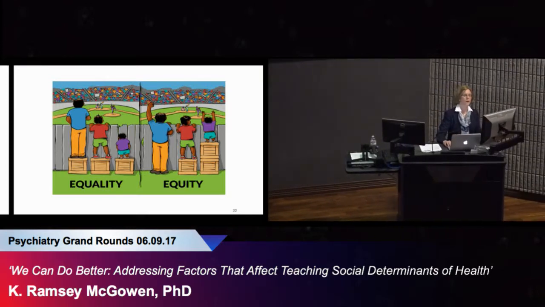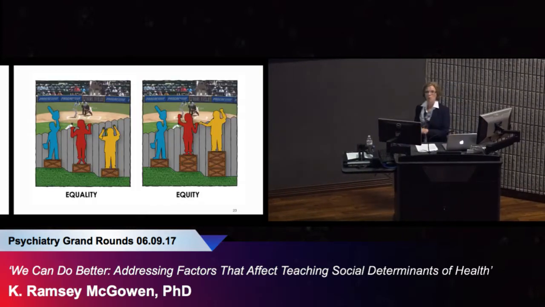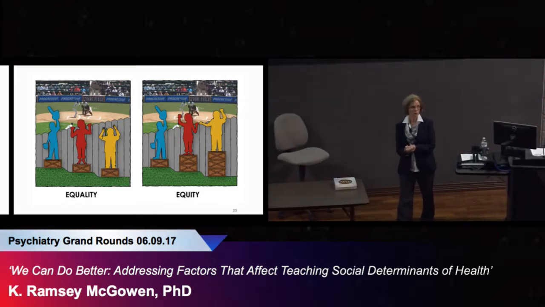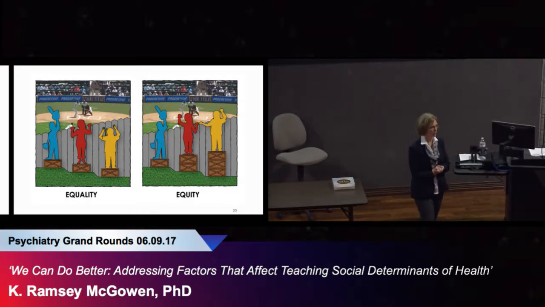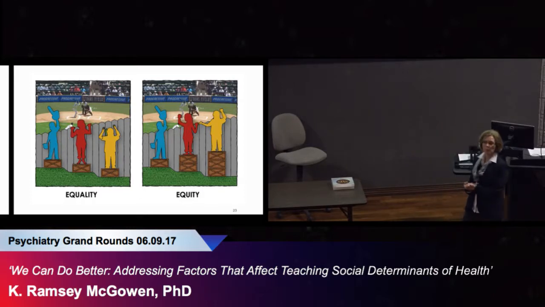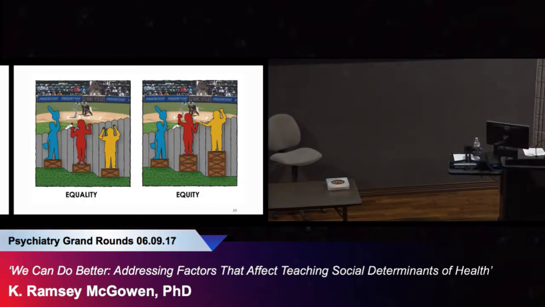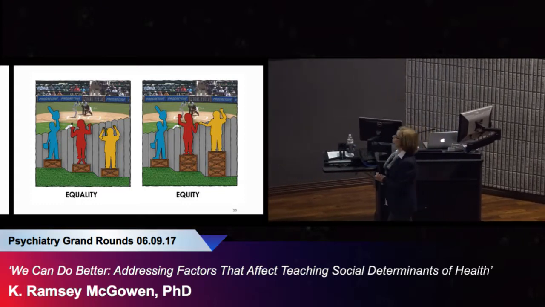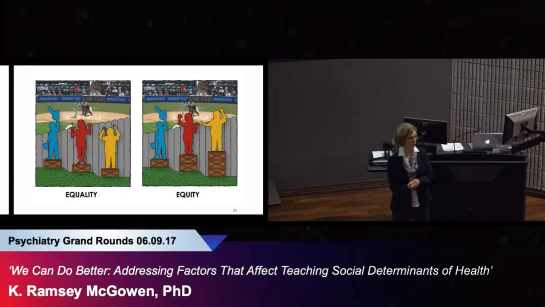This is probably a more accurate representation and what we want to communicate to our students about equality and equity. Because it's not the people who are inherently limited or deficient. When we're talking about social determinants of health, we're talking about the social environment.